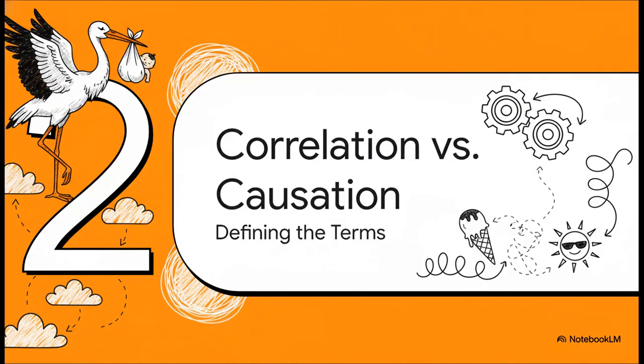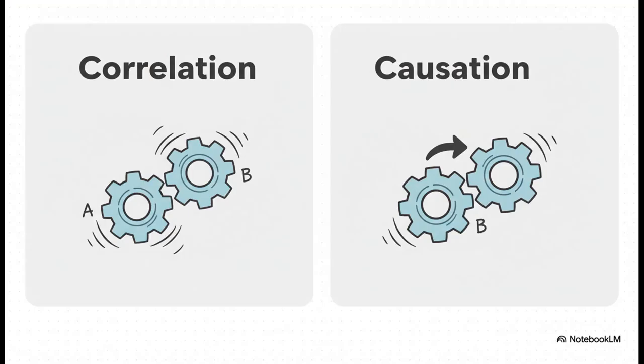Okay, to solve this whole stork mystery, we need to get our definitions straight. It's time to be crystal clear on the two big ideas at the heart of all this: correlation and causation. Okay, so on one side, you've got correlation. That's just a relationship. It means two things change together. They move in sync. But causation, well, that's a whole different level. Causation means one thing makes the other thing happen. It's a direct cause and effect link. One is the trigger, the other is the result.